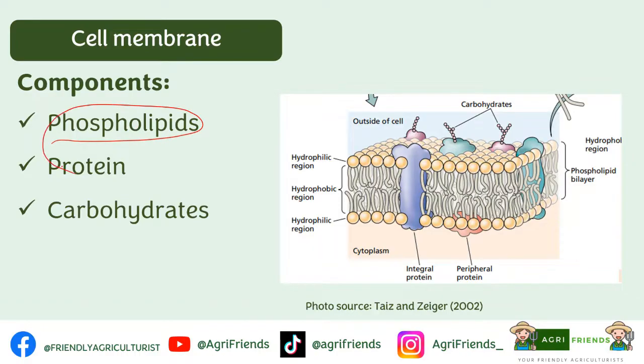The phospholipid components are arranged in two layers. It's what we call the phospholipid bilayer. So it has a hydrophobic tail and a hydrophilic region.